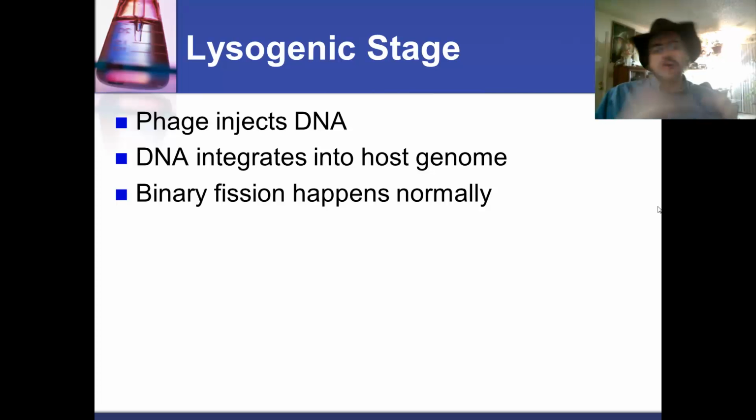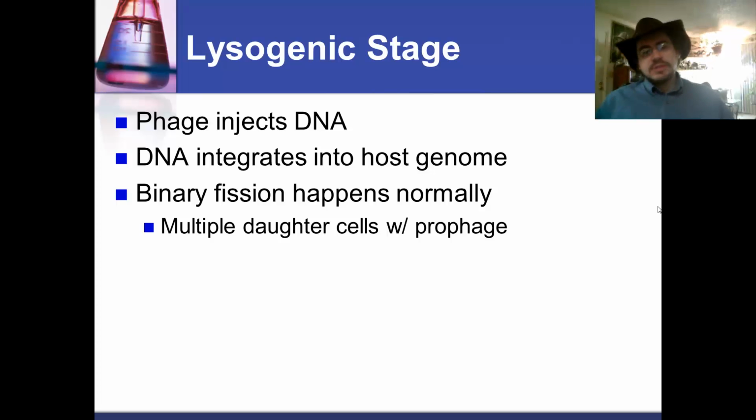Now, once the DNA is integrated into the host genome, binary fission occurs as normal. And so your cell goes about its business just as if it weren't infected and replicates itself. Because remember, binary fission is what prokaryotes do instead of mitosis. Mitosis is for eukaryotes. Binary fission is for prokaryotes. And that's where they double. So our infected cell becomes two infected cells, which becomes 4, 8, 16, 32, 64, 128, 256, 512, 1024, 2048, 4096, 8192, and so on.